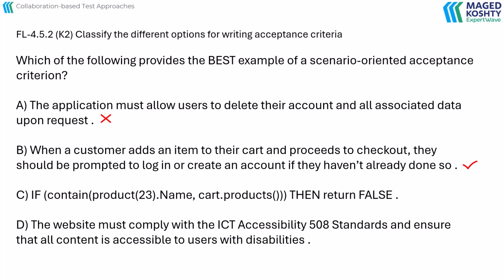C. If contain product23.name and cart.products, then return false. This is a format of a line of code in some programming language. We don't use this format to define acceptance criteria. Acceptance criteria should be written in a language that the stakeholders can understand.